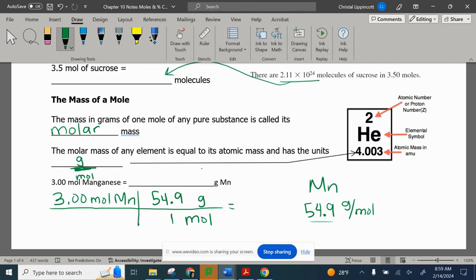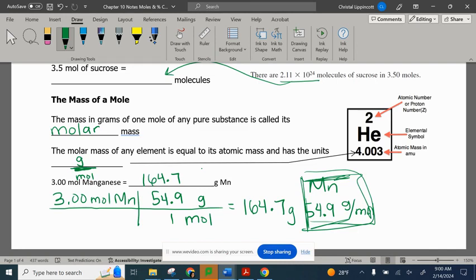54.9 times 3. That ends up being 164.7 grams. This was off of my periodic table, so don't let that confuse you. I just grabbed that off the periodic table. So the answer is 164.7. Make sense?